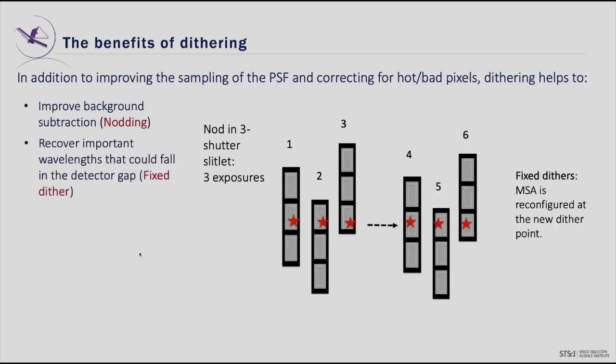Additionally, you can recover, for example, lost wavelengths that maybe fall in the detector gap by using a fixed dither. This is a second option. The two options can actually be used together.